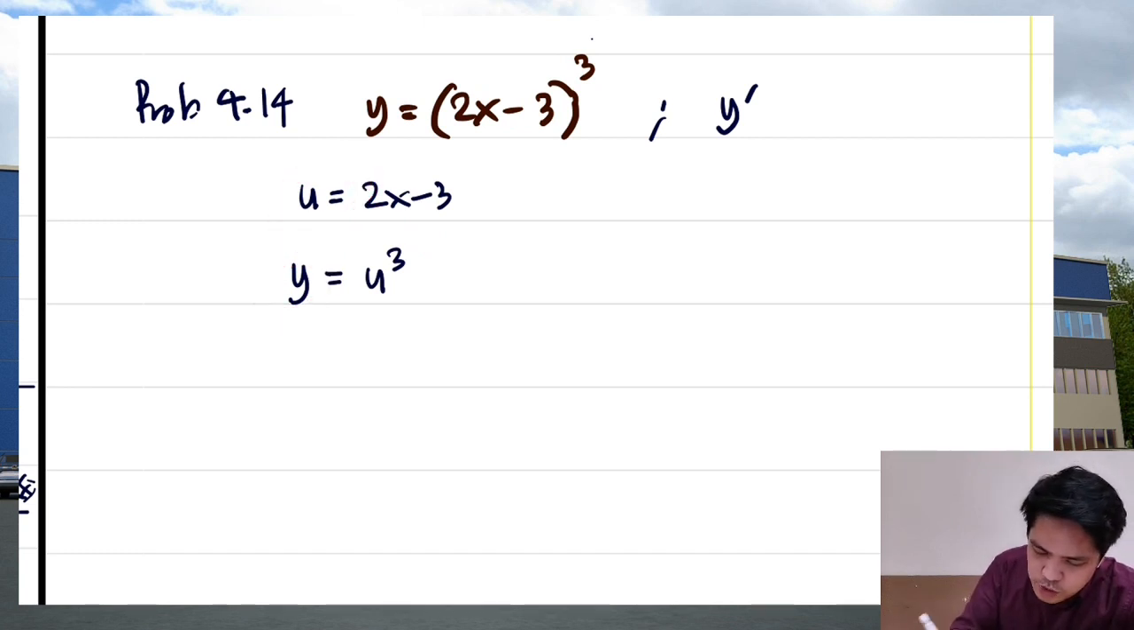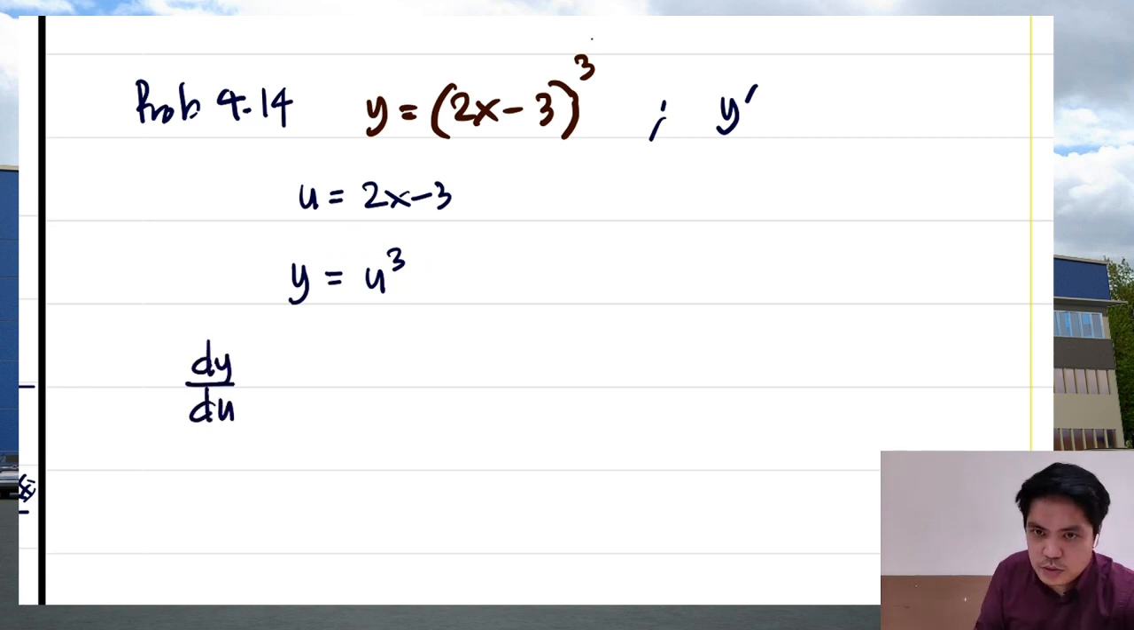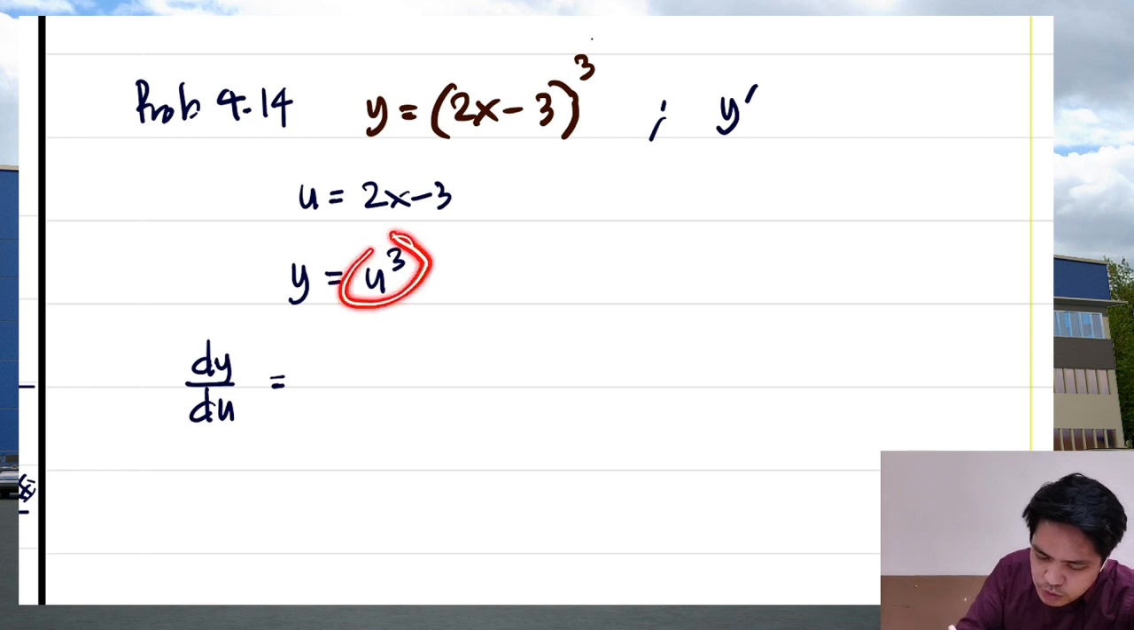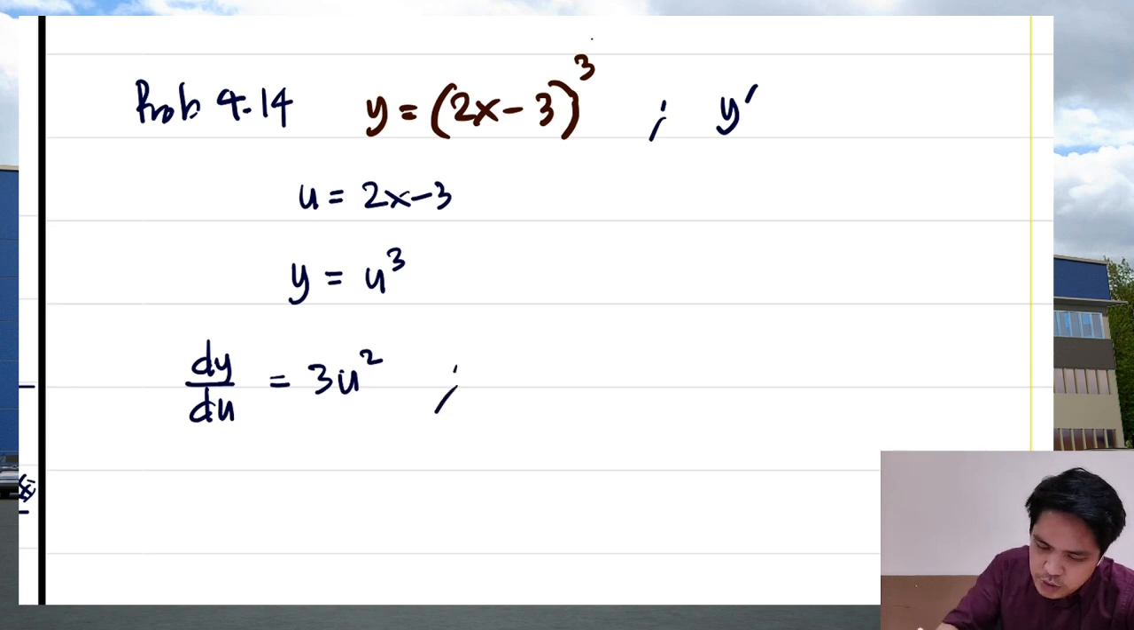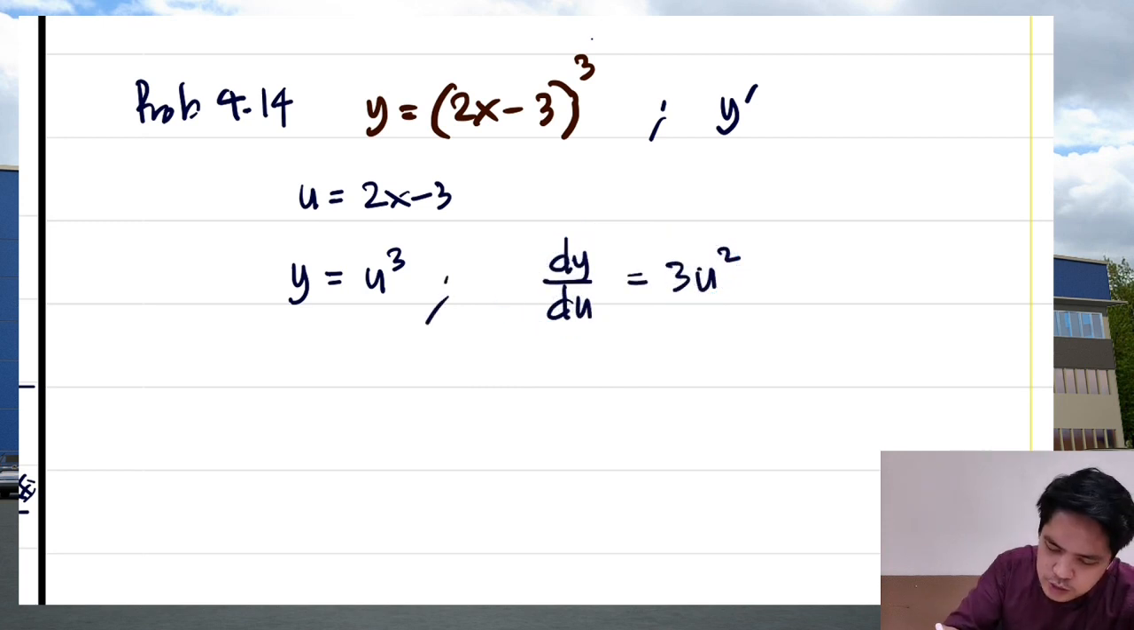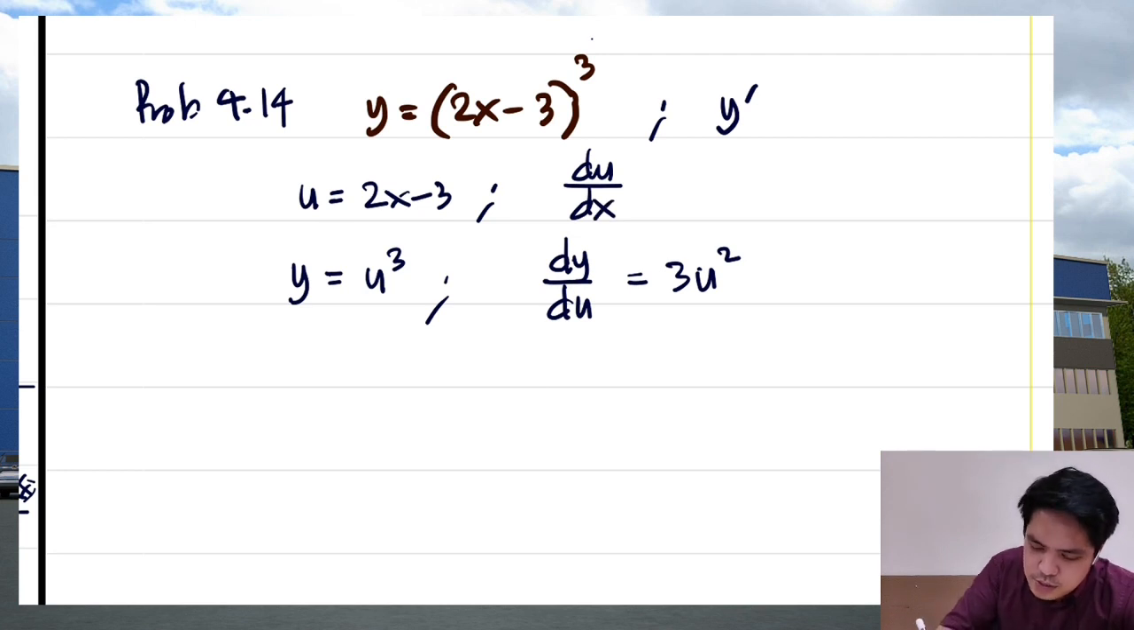Okay. So first we get the derivative of the mother. So dy over du with respect to the baby. That is equal to, by power rule lang, 3u squared. Okay? Now let us get the derivative of the baby. Ito. So that would be du over dx. Diba? So the derivative of this is just 2. That's because it's 2 minus 0. So that is just 2.